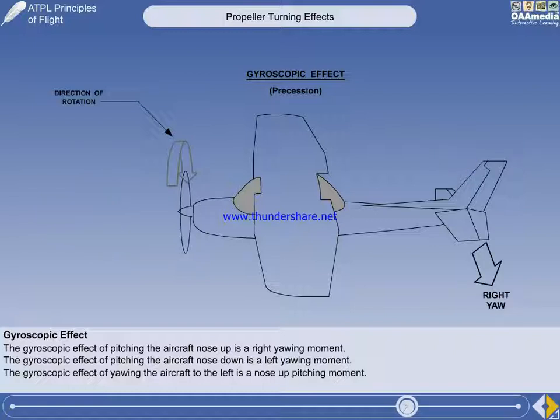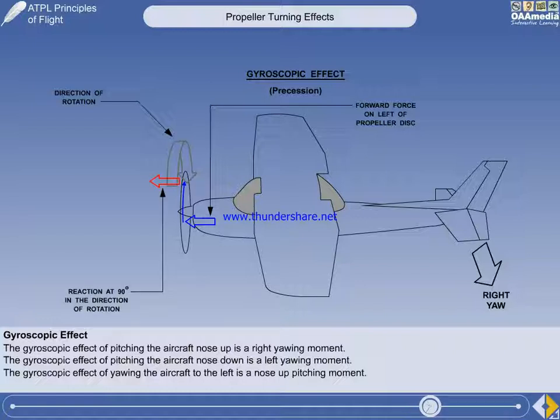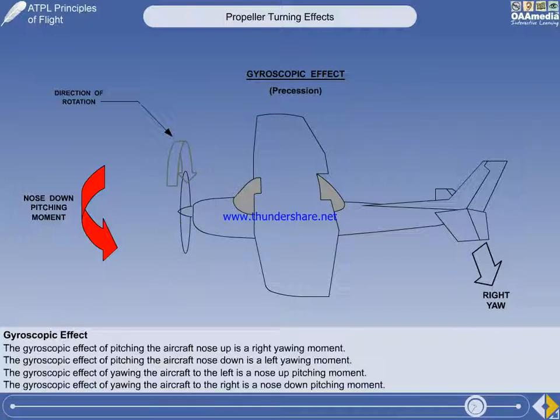Now yaw right. A forward force has been applied on the left side of the propeller disc. Precession causes the reaction to act at 90 degrees in the direction of rotation, but now it is acting forwards on the top of the propeller disc. A nose-down pitching moment will be generated. The gyroscopic effect of yawing the aircraft to the right is a nose-down pitching moment. Rolling the aircraft does not give a gyroscopic effect, because the propeller disc is not being inclined.